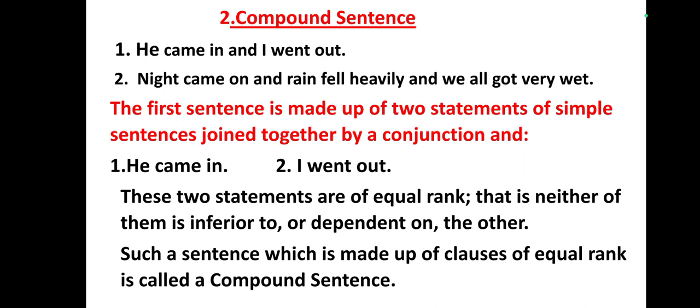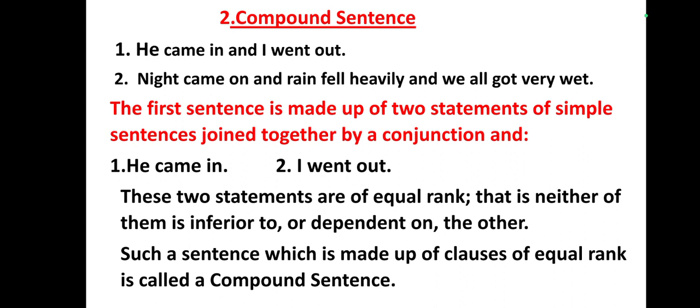Now, in order to understand compound sentences, let us see some examples. Number 1, he came in and I went out. Number 2, night came on and rain fell heavily and we all got very wet. The first sentence is made up of two statements of simple sentences joined together by a conjunction and, and similarly the second sentence is made up of three statements of simple sentences joined together by a conjunction and.